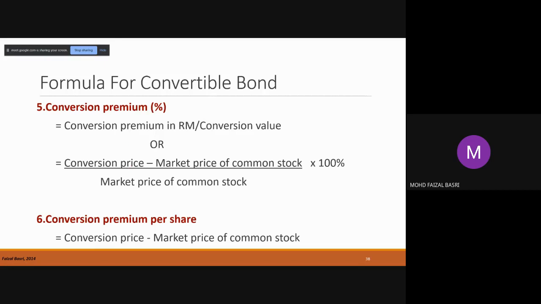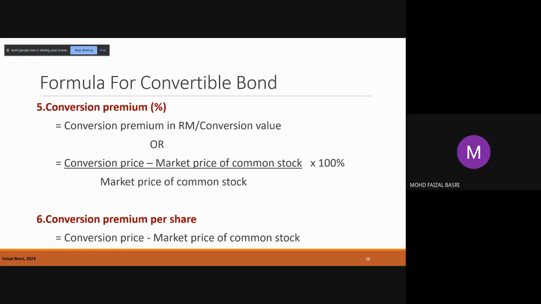Okay, ataupun nak dapat conversion premium per share basis, simply take conversion price minus market price. Okay, without divide by anything, without multiply by anything. Okay, so like I said, it's easier to remember this. Conversion price minus market price, dapat conversion premium per share. If you divide by market price, you're going to get conversion premium in percentage. But if you multiply by conversion ratio, you're going to get conversion premium in ringgit.